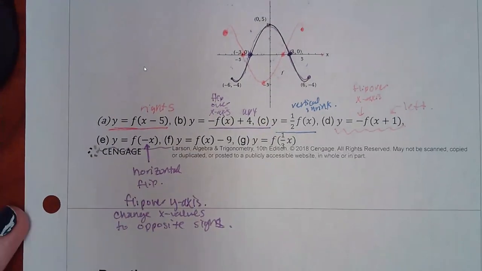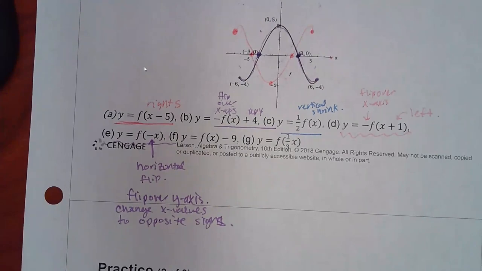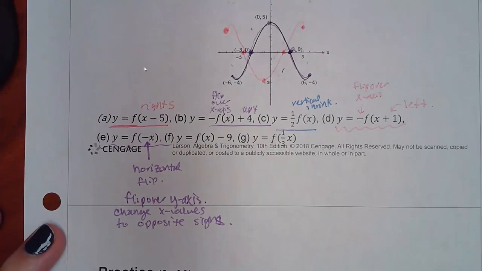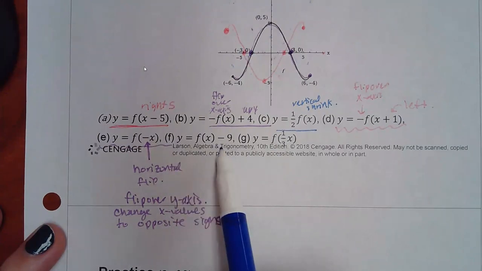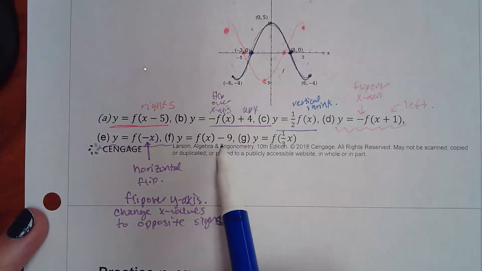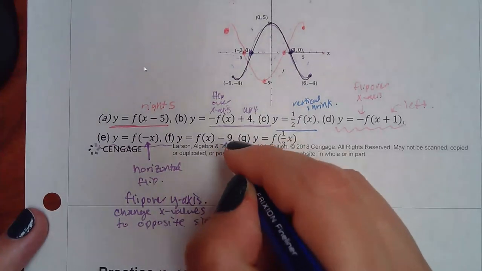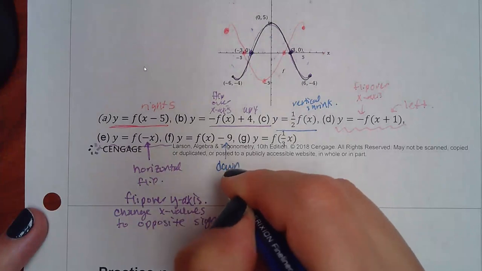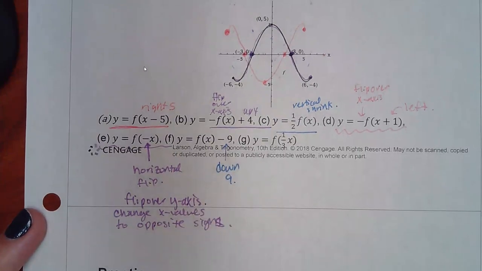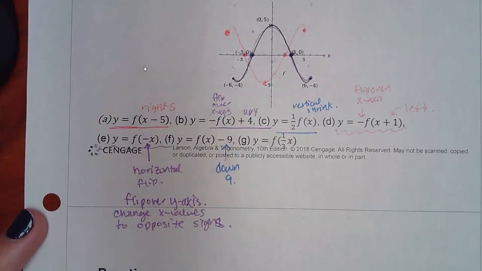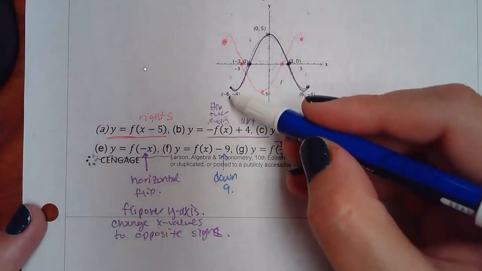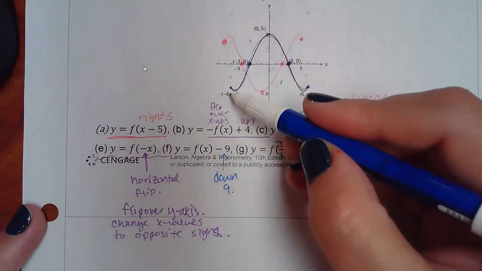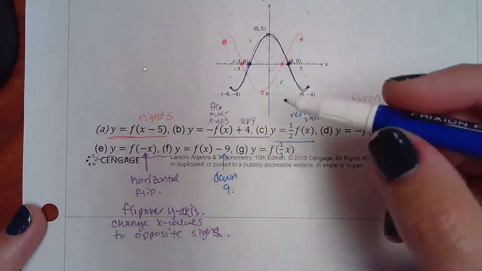Now for the next one, what is happening on part F? What's going on here? This means it's going down 9 units, you got it. Because it's outside, right? Outside moves it up or down. So we take all of these and we have to go down. So this is actually going to go down all the way to what? Negative 15?